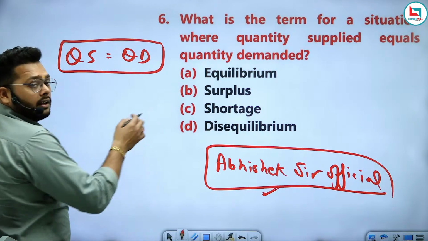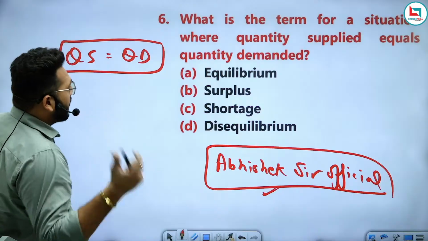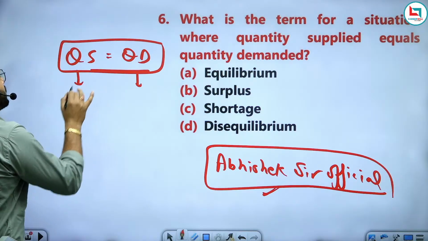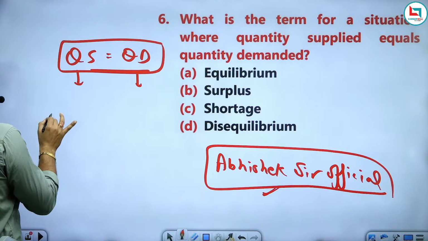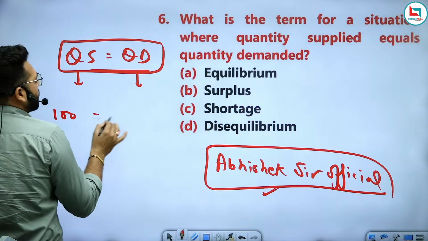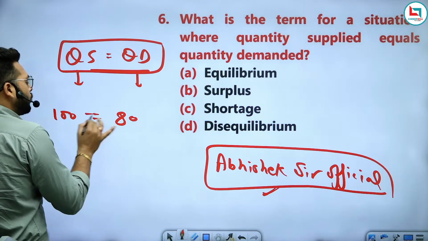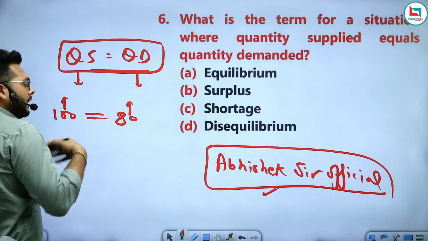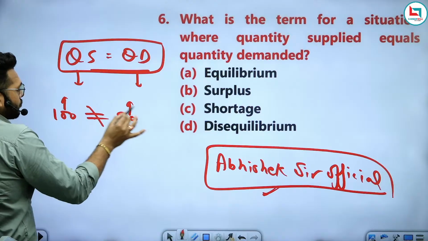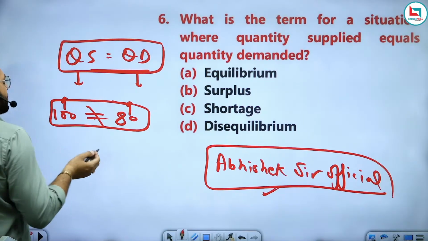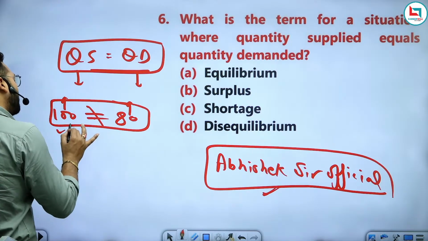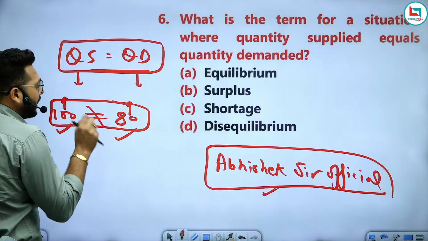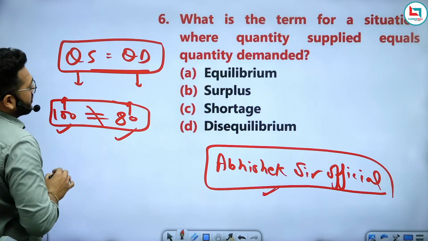So now answer this question. If I ask you, what is this situation where the quantity demanded is equal to the quantity supplied? Let's say the consumer is demanding 100 units but the producer is supplying only 80 units. Is there any equilibrium between the quantity supplied and quantity demanded? No. So it means this is a situation of disequilibrium, where the quantity supplied by the producer and the quantity demanded by the consumer are not the same, not equal.